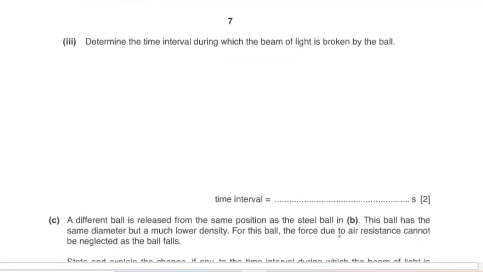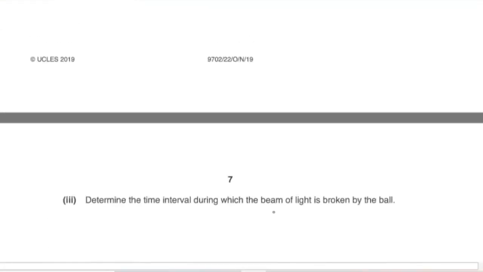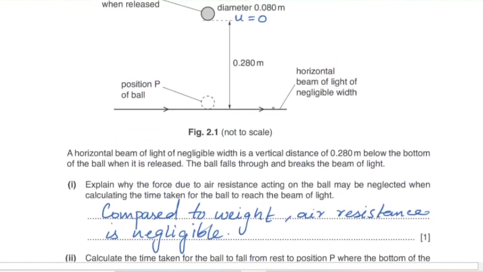Part 3. Determine the time interval during which the beam of light is broken by the ball. So, time taken for the ball to reach position P means it hasn't crossed the beam of light. So at this point, we can calculate the final velocity of the ball by using the formula v squared is equal to u squared plus 2as. We have the acceleration, which is 9.81, and the distance this ball is covering to reach position P. And we can find the velocity of the ball when it reaches position P. So that will be equal to 2.344 meters per second.